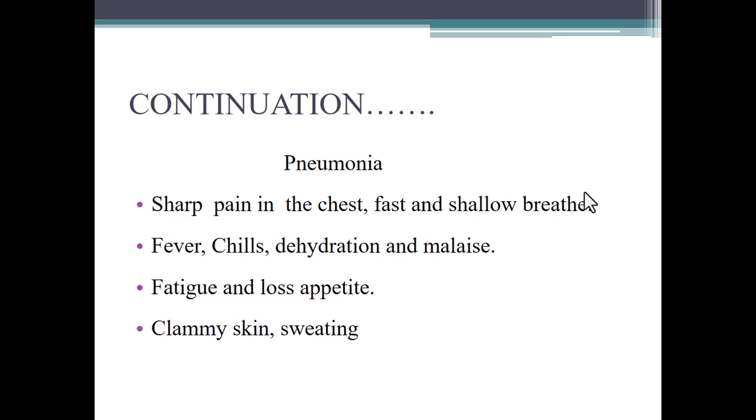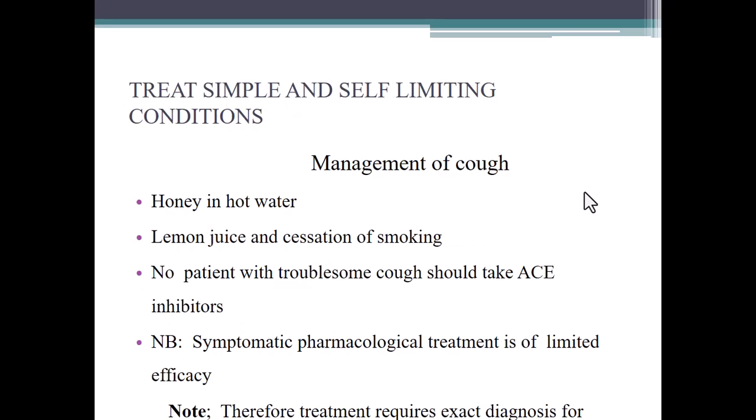Pneumonia is another one, where we look at pneumonia presenting with sharp pain in the chest, fast and shallow breathing is also recognized. We see that there is fever, chills, dehydration, and malaise. There is fatigue and loss of appetite. And also you may have clammy skin and there will be sweating as well. Like a patient can present with sweat. So how do we treat these simple and self-limiting conditions?